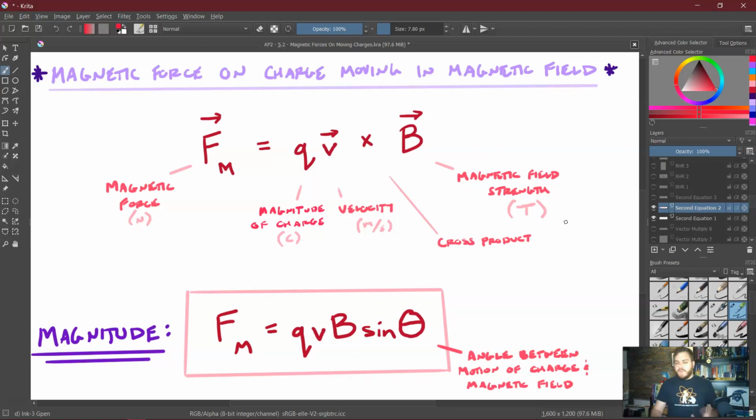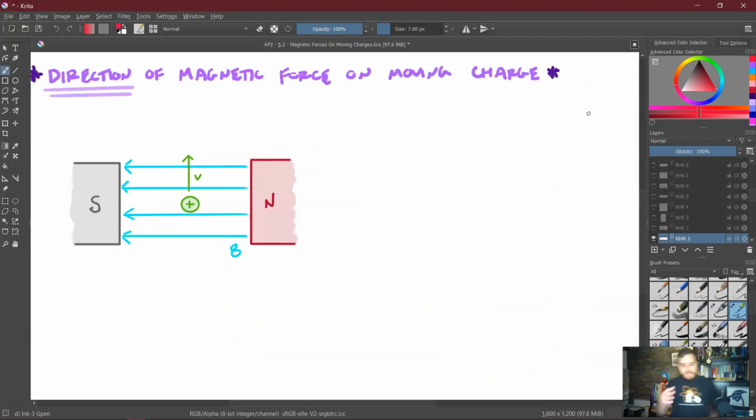Now, one thing I do want to quickly note is this actually shows us that a Tesla, which we abbreviate with capital T, the measure of magnetic field, we can actually define as a Newton per Coulomb times meters per second, because if I was to divide these over, I would have a force over a charge times a velocity. So this is actually a definition of what a Tesla is. So to find the magnitude of that magnetic force, we just use q v B sine theta.